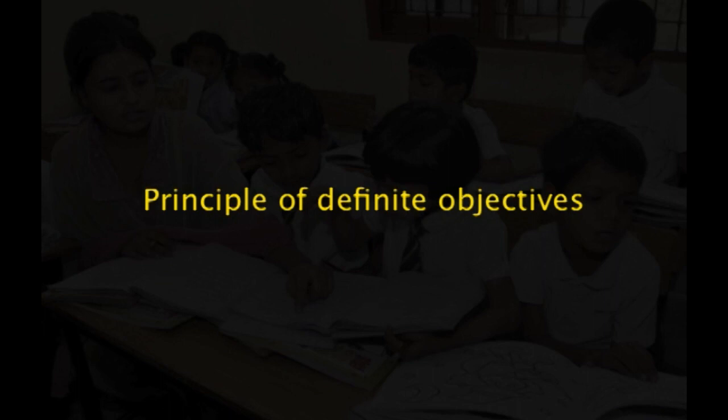The first principle is the principle of definite objectives. While teaching anything, the teacher first should have fixed some objectives or goals for that lesson. Then she can select the material and use the appropriate methods and then ultimately ensure the attainment of the fixed objectives. The objectives may vary from subject to subject, from time to time. So, in teaching, the objectives should be fixed and then effort should be made to achieve them.